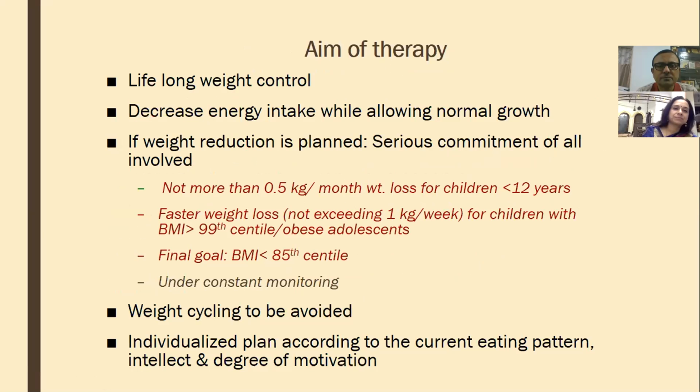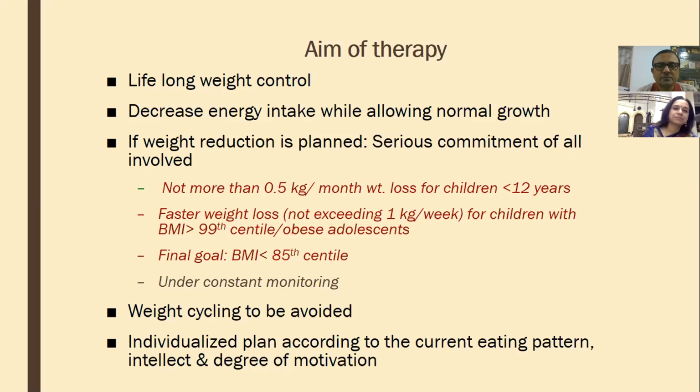What is our aim of therapy? Well, the aim is not just one-time weight loss, the aim is lifelong weight control. We would like to decrease the energy intake, and I'm of course talking about simple obesity here, while allowing normal growth. And if weight reduction is planned, and remember we talked about weight reduction only in an obese child beyond 6 years of age, it requires a serious commitment of all involved. By all involved, I mean the child, the family, and the caretaking physician. It's monitored very carefully.